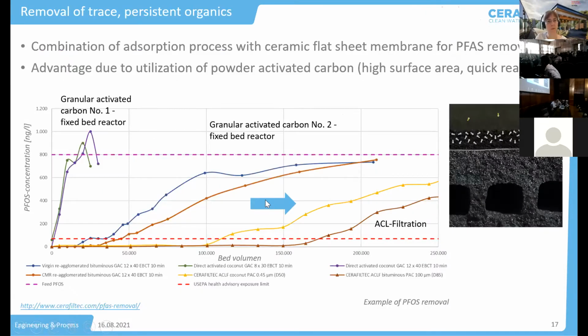And on this final picture, I just want to show you that the removal of trace organics is possible with a combination of active filter cake filtration and ultrafiltration. The bed volumes were increased very much compared to granular activated carbon systems by this filtration system.